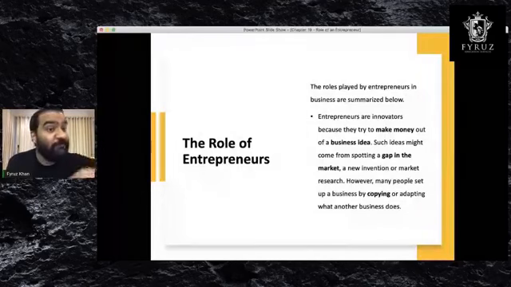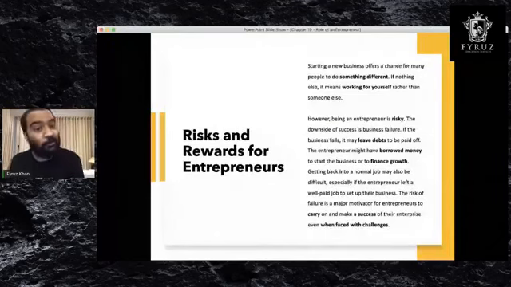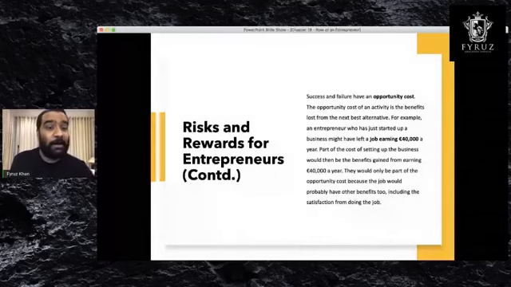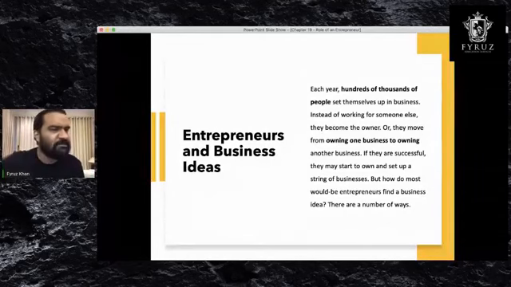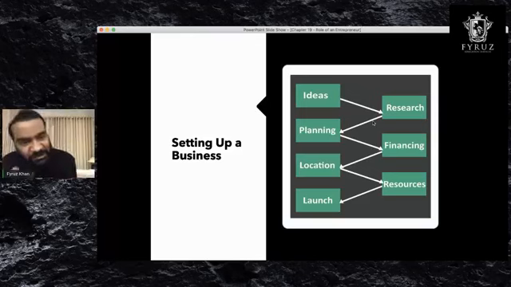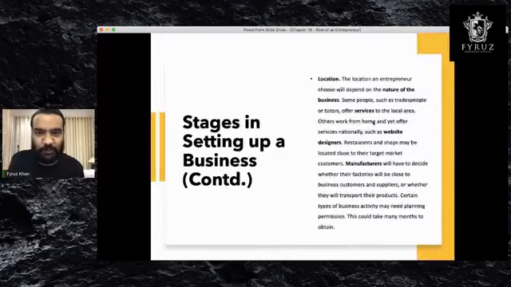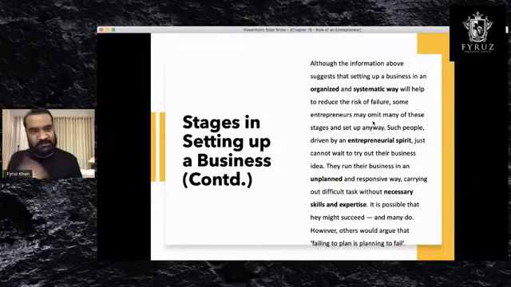We've talked about their different roles, what an entrepreneur should do, must do, right? We've talked about the risks, the rewards. We've talked about how you can have a business idea when you're an entrepreneur, because when you're starting out, you may have a lot of confusion. And then what are the stages in setting up a business? Yes, these are the stages that we have talked about. So today we're going to start with a new topic.